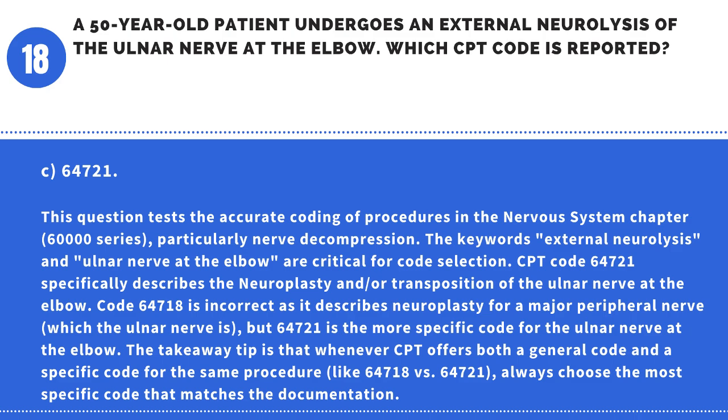The keywords external neurolysis and ulnar nerve at the elbow are critical for code selection. CPT code 64721 specifically describes the neuroplasty and/or transposition of the ulnar nerve at the elbow. Code 64718 is incorrect as it describes neuroplasty for a major peripheral nerve, which the ulnar nerve is, but 64721 is the more specific code for the ulnar nerve at the elbow. The takeaway tip is that whenever CPT offers both a general code and a specific code for the same procedure, like 64718 versus 64721, always choose the most specific code that matches the documentation.